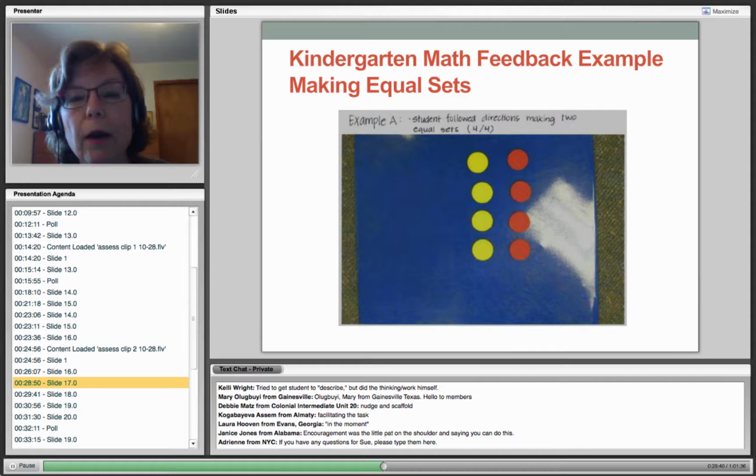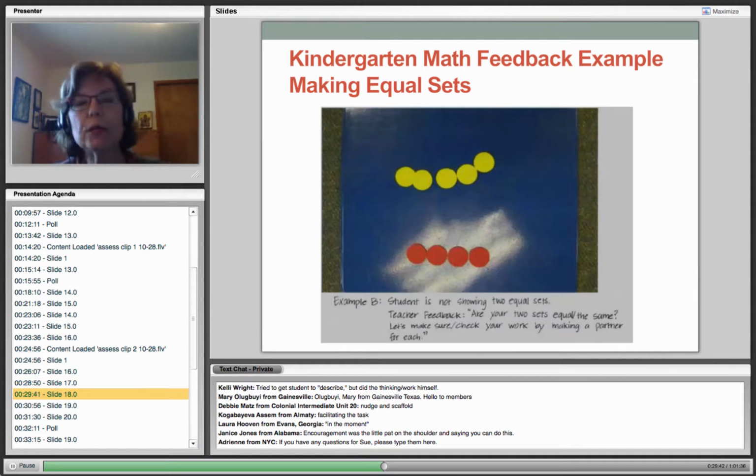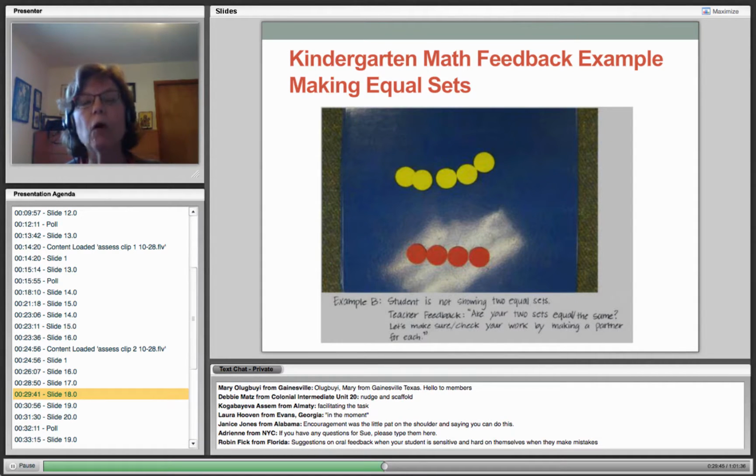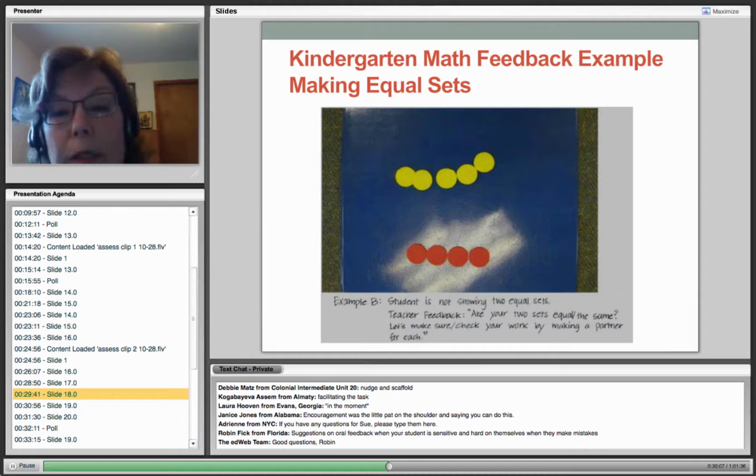Look at the next one here. This student is on the way. The example is not a bunch of random dots thrown all over the paper. The student clearly is in the process of getting the concept that sets need to be lined up so that a one-to-one correspondence is evident. And the teacher feedback was, and I'm going to read it to you because on my machine it's so tiny, forgive me if you're already reading this just fine all by yourself.